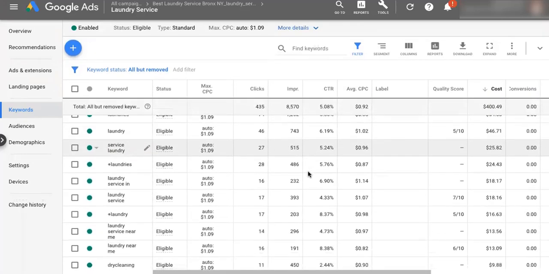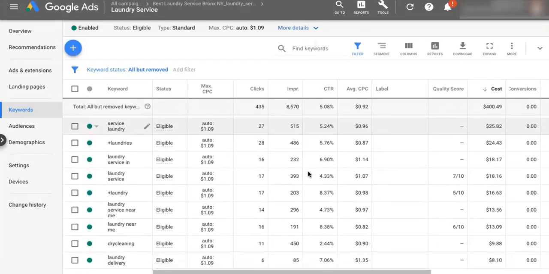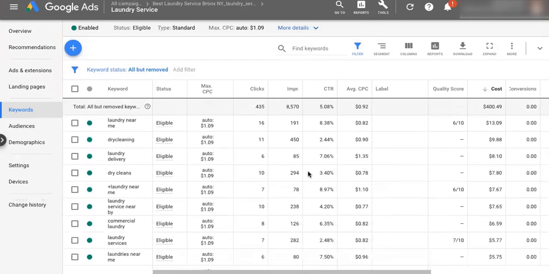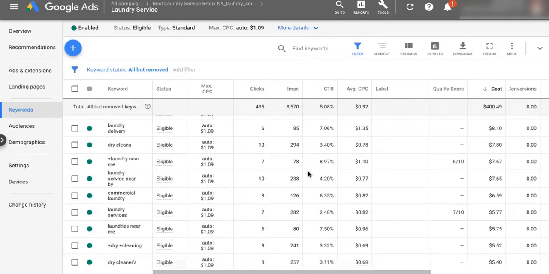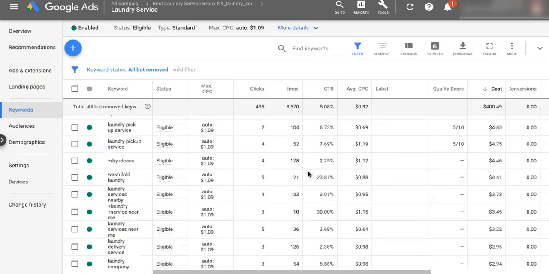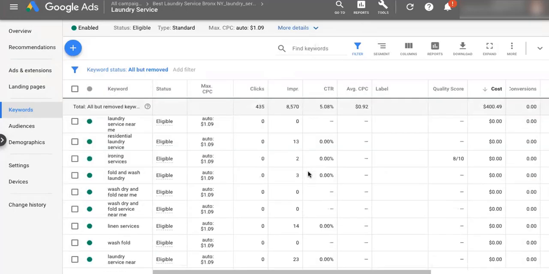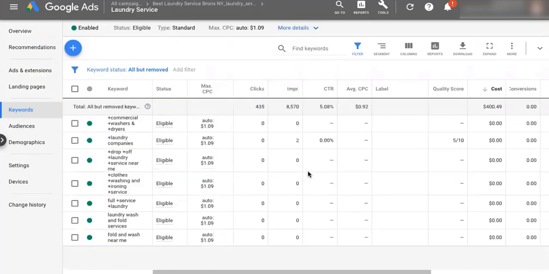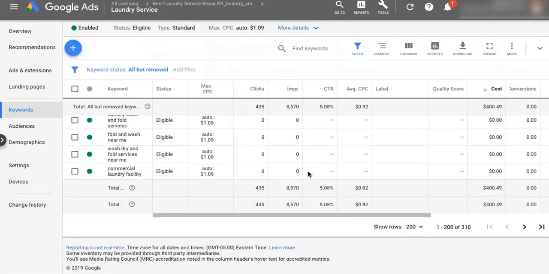Okay, so laundry service, dry cleaning. Scroll down, how many have we got? Flipping loads. Yeah, you can go right to the bottom. Wow. Where the heck did they get all these from? 310. So they got 310 keywords in one ad group. A lot of them are broad match.